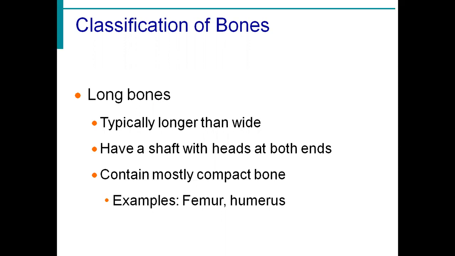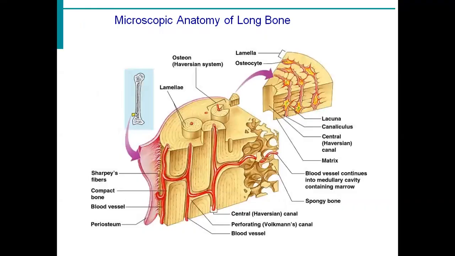Long bone is typically longer than wide. It has a shaft with heads at both ends. These ends are very important for the connection between other long bones or other bone types. It contains mostly compact bone, for example, femur and humerus.